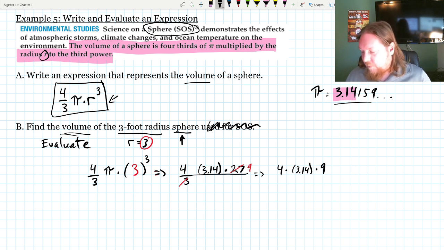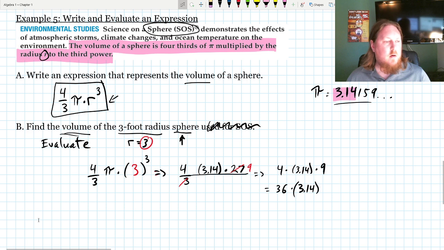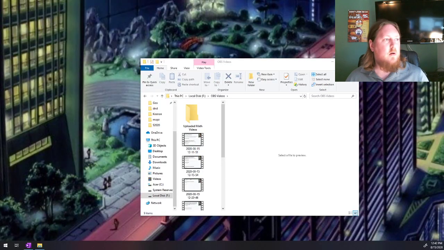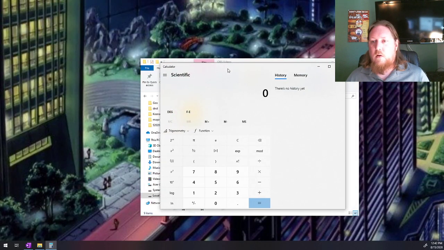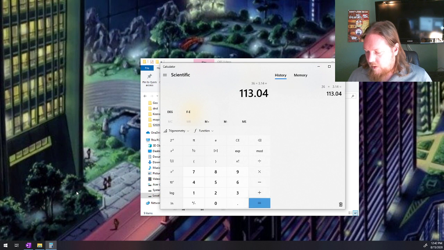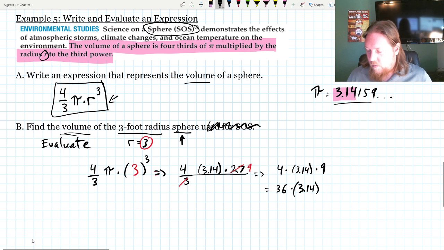I could do one more step. 4 times 9 is pretty easy. That's 36 times 3.14. And let me actually just open up a calculator here real quick. And we'll do 36 times 3.14 equals 113.04.